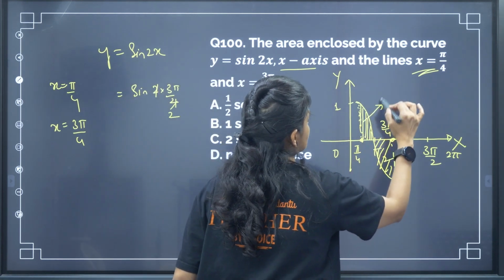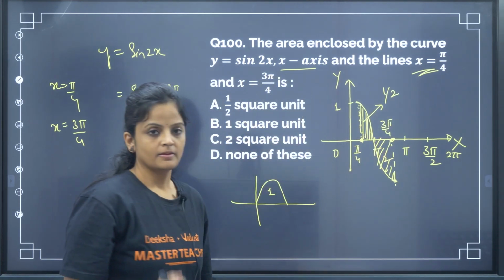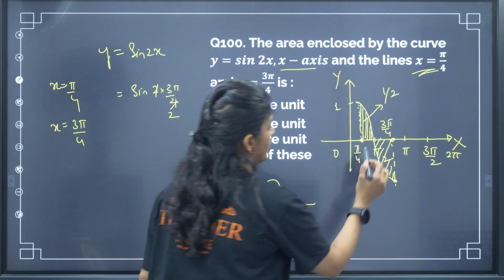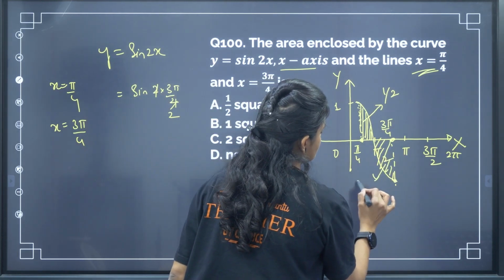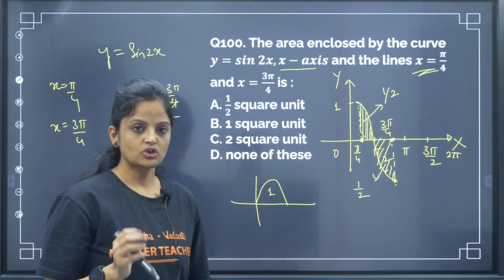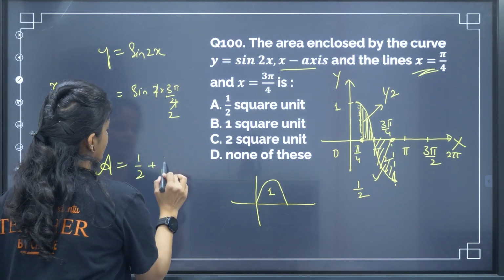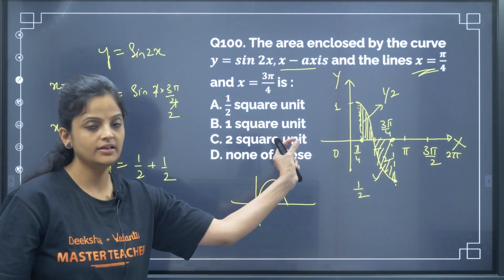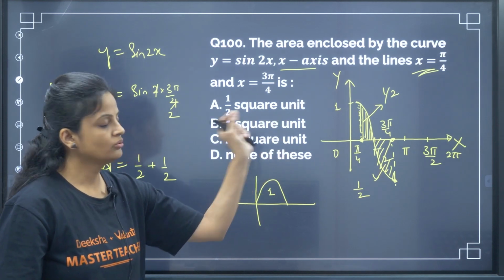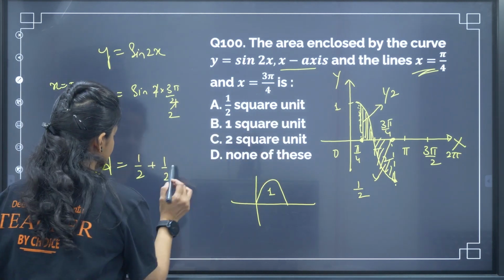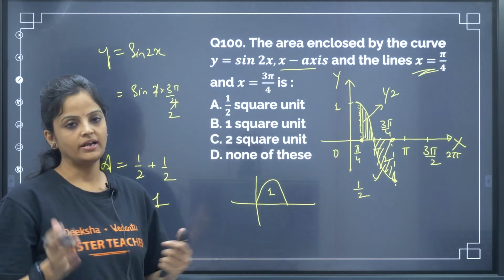So the area of this is half, pi by 4 to pi by 2, and the down one is also 1 by 2. So the shortcut we are applying here is area is equal to 1 by 2 and 1 by 2, because we are taking only the half from pi by 4 to 90 degrees. So I have 1 as the answer.